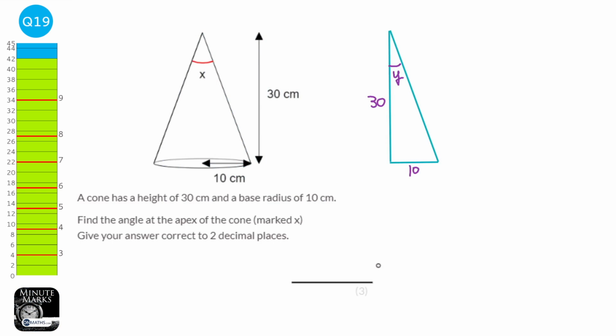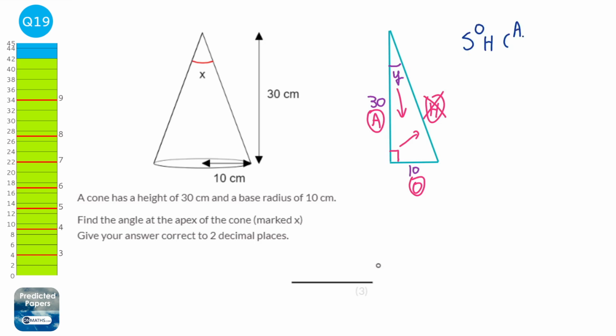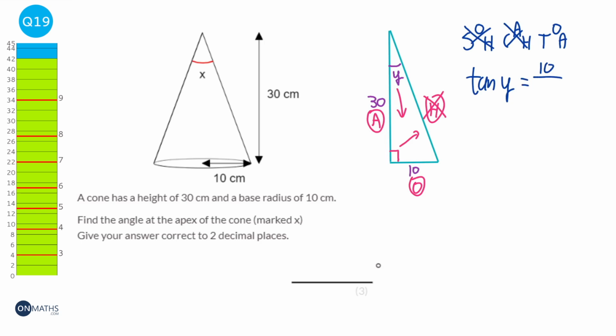So first step with trigonometry is, well, find out where the right angle is, which is there. And the one opposite the right angle is the hypotenuse. The one opposite the marked angle is the opposite. And the one between the right angle and the marked angle is the adjacent. In this question, we're not using the hypotenuse because there's no letter or number next to it. And so I'm going to do my SOHCAHTOA. We're not using the H, so we're going to cross out these two. We're using the TOA, and that stands for tan the angle, which in this case is y, equals the opposite, which is 10, over the adjacent, which is 30.